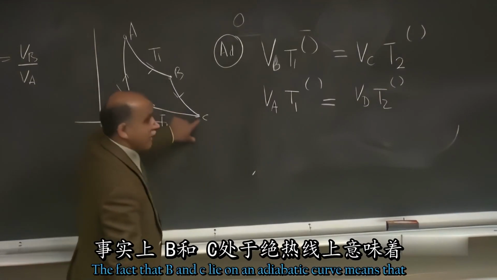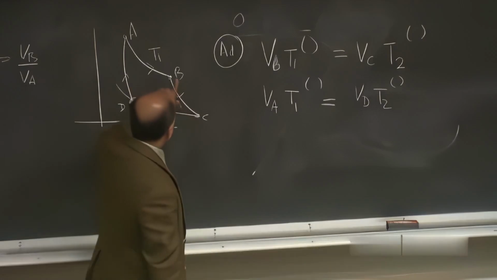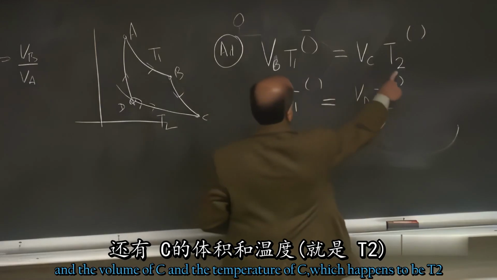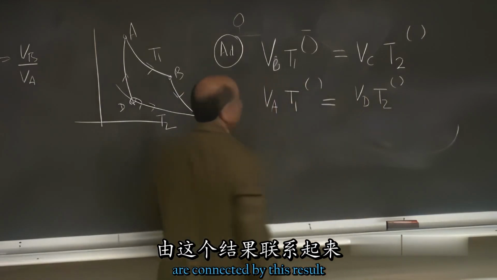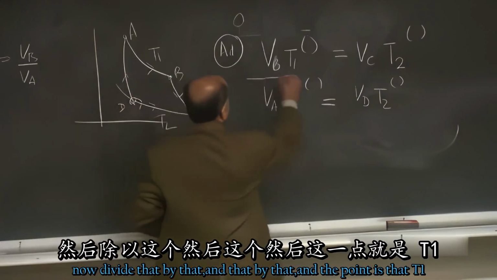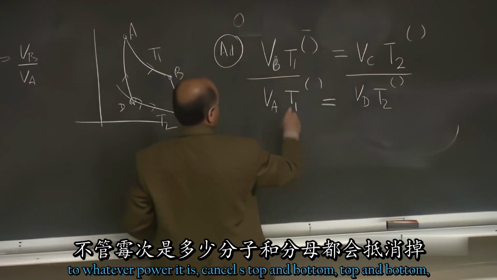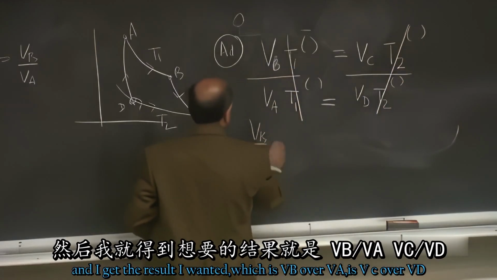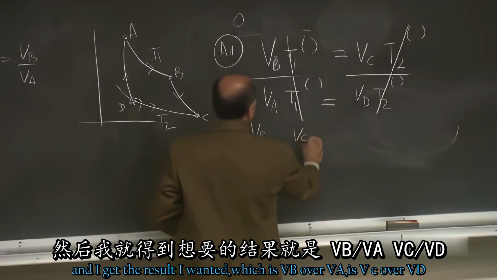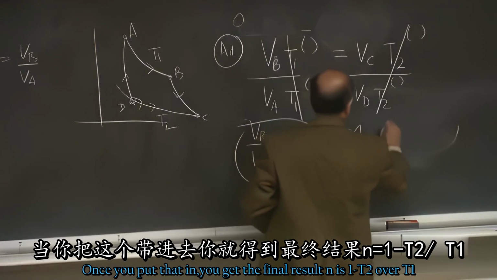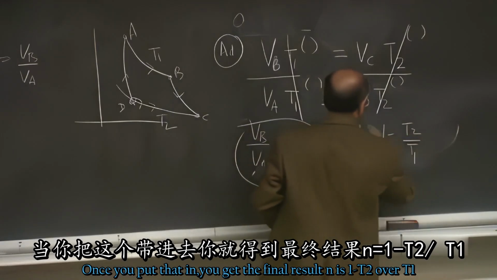The fact that B and C lie on an adiabatic curve means that the volume at B and the temperature at B, which happens to be T1, and the volume at C and the temperature at C, which happens to be T2, are connected by this result. Once I write it down for this adiabatic, now divide that by that, and that by that, and the point is that T1 to whatever power it is cancels top and bottom, and I get the result I wanted, which is VB over VA is VC over VD. Once you put that in, you get the final result. Eta is 1 minus T2 over T1.